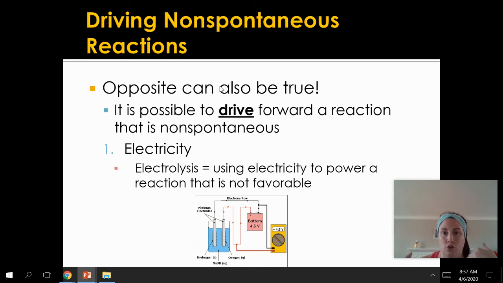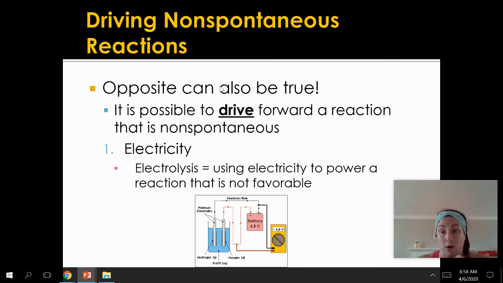We can drive forward a reaction that's not spontaneous. The reality is we just have to put in some kind of external source to force it to happen. The first one is electricity. Now, this type of reaction we call electrolysis.